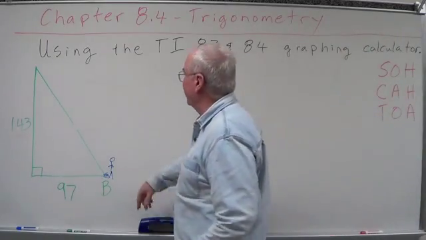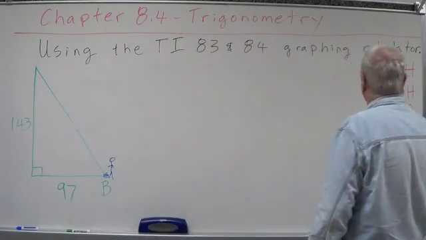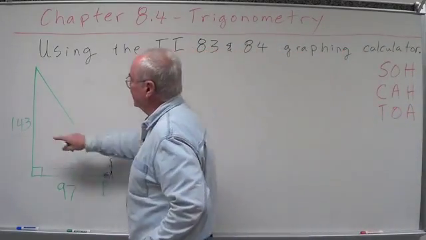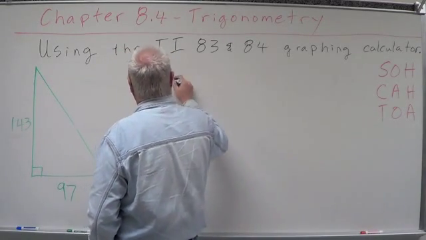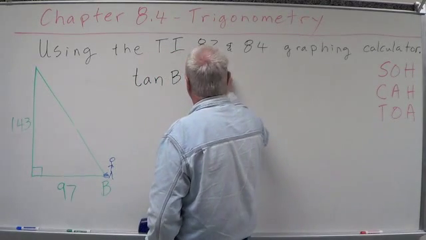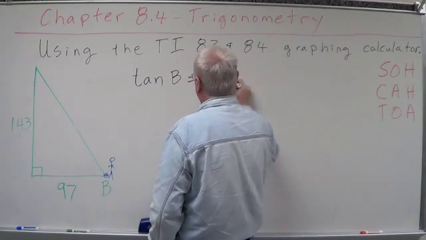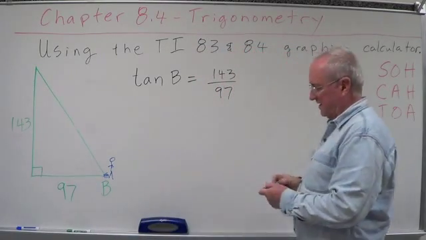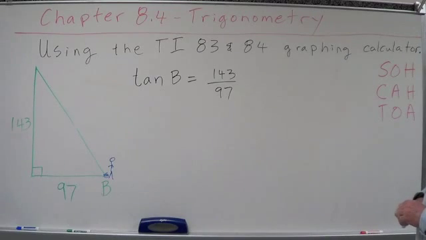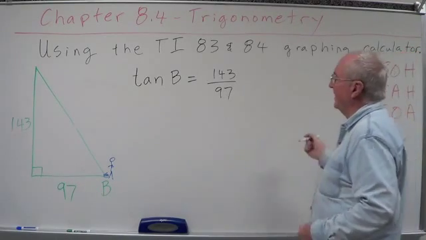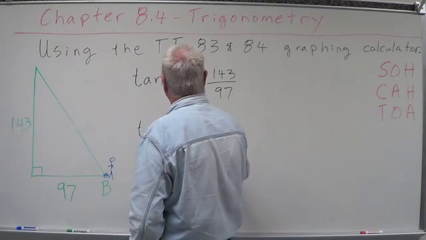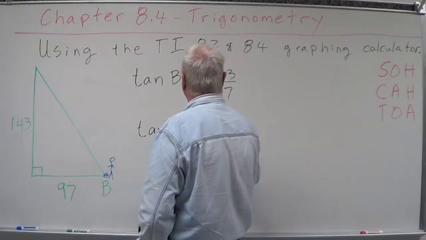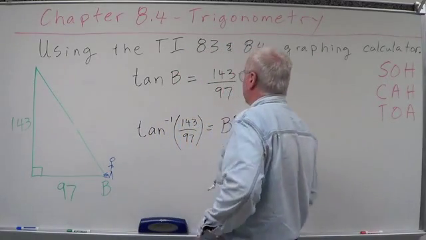We're standing at B, so I want to find angle B. Tangent says opposite over adjacent. So opposite is 143, adjacent is 97. So this is going to be tangent of B equals 143 over 97. Now just look at that. That looks like it's going to be bigger than 1, doesn't it? Tangent can be bigger than 1. Okay? Tangent can be bigger than 1. How do we do this? This is the way we write it. Tangent negative 1 of 143 over 97 equals B degrees.